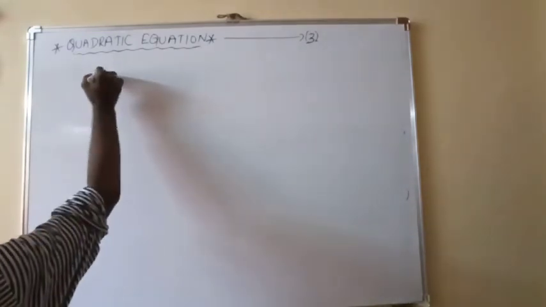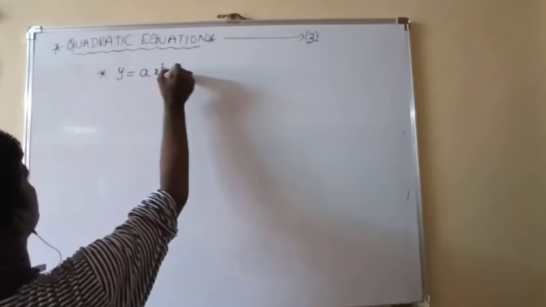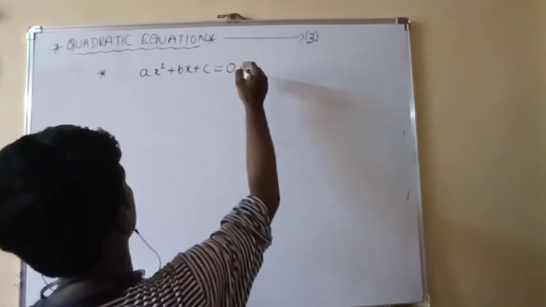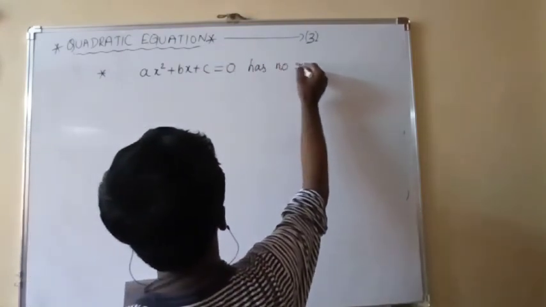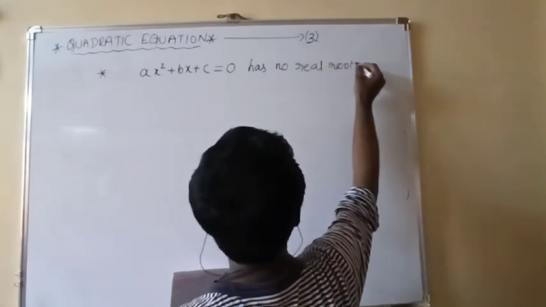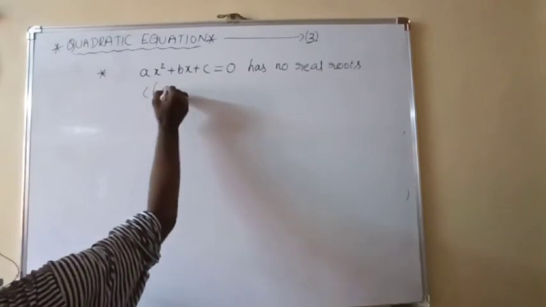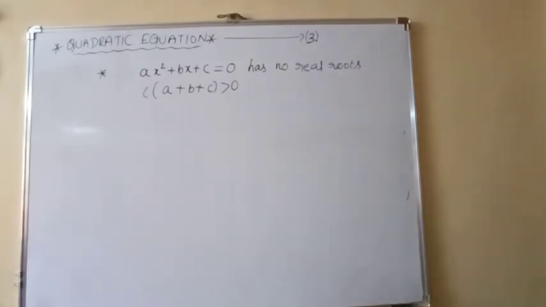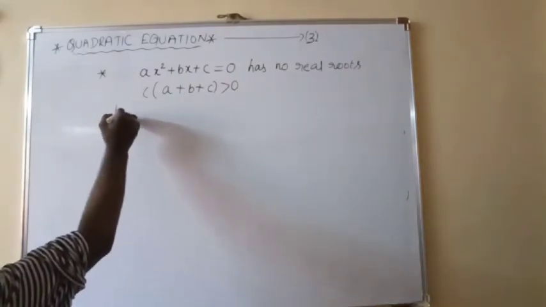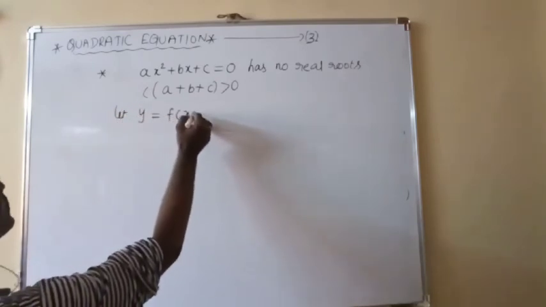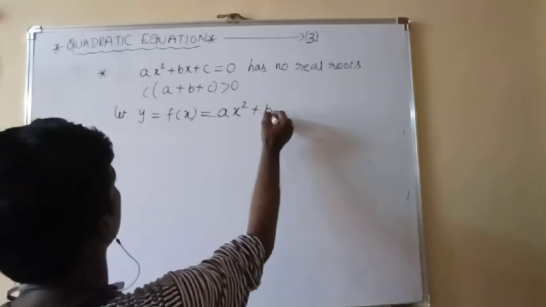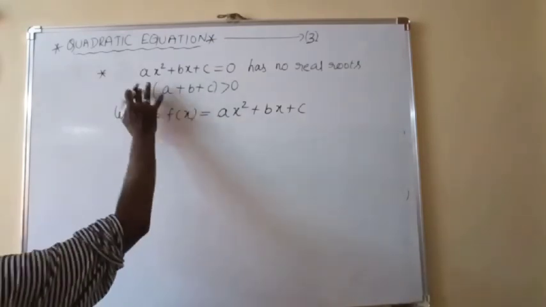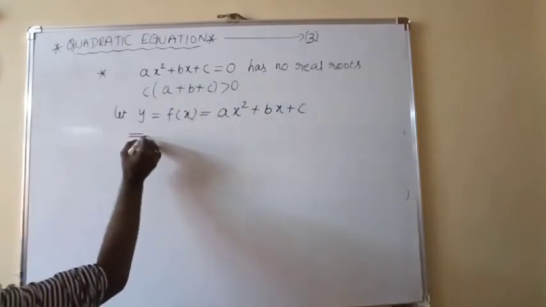Next one. Given that y is equal to ax square plus bx plus c, given that ax square plus bx plus c is equal to 0 has no real roots, then we have to show that c into a plus b plus c is positive. Okay. So you take let y is equal to f of x is equal to ax square plus bx plus c. Then according to the question, f of x is equal to 0 has no real roots.